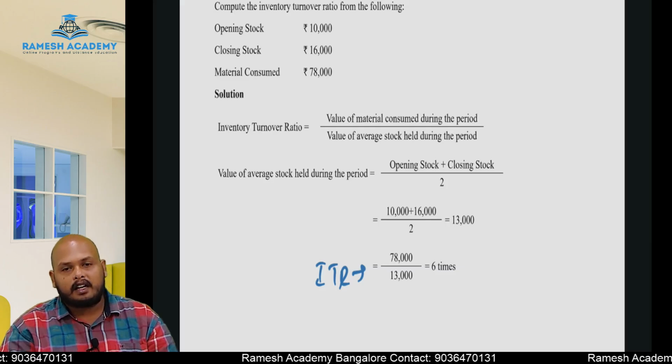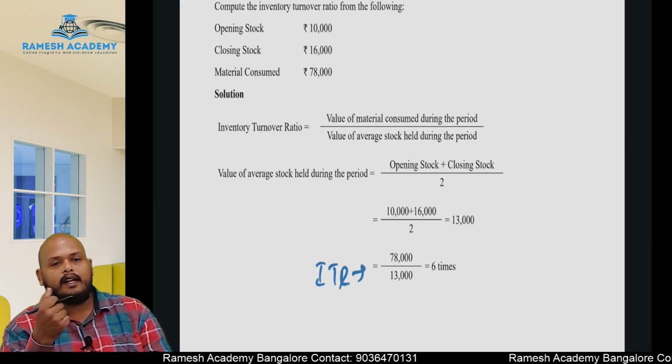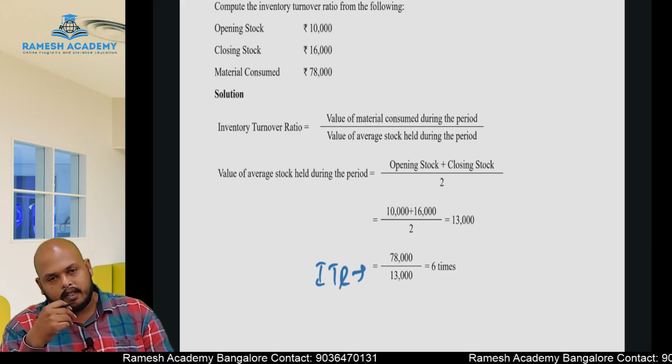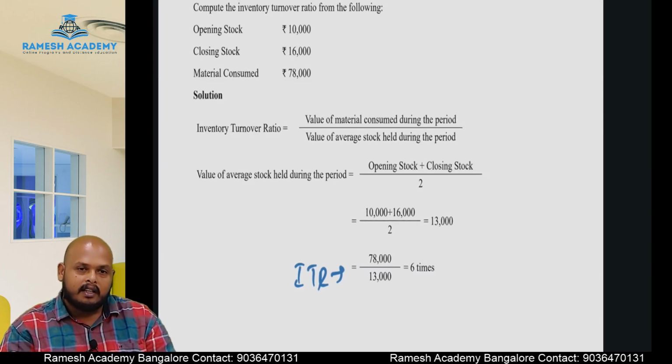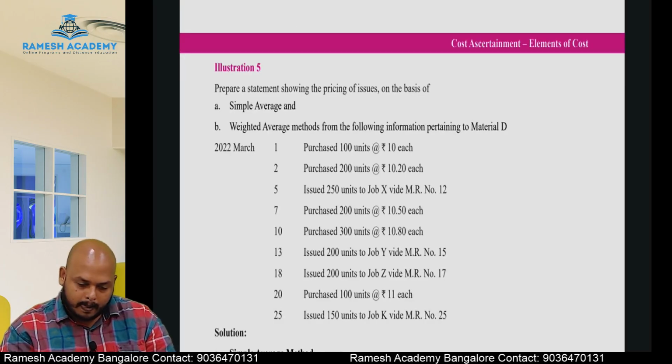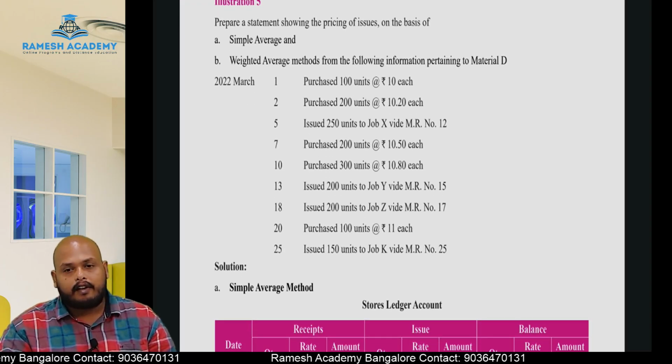Sometimes value of material consumed will not be given in the question. Then what will you do? You have to apply the formula. You know the formula, right? What is the formula? Value of material consumed is equal to opening stock plus purchases minus closing stock of raw material. That is the formula we have to use, Nana. Next, Nana. Illustration number 5, Nana.